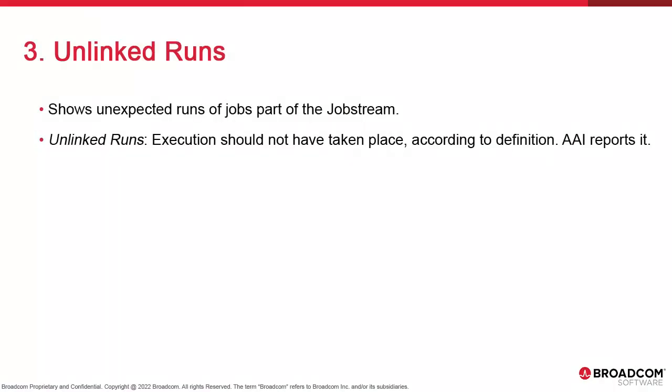The unlinked run function is basically the opposite of no runs. AI does not expect an execution but captures one during the Jobstream run. This type of information is useful for somewhat similar reasons. AI captures the definition, expects a set number of component job runs, but gets more. Unlinked runs can uncover instances of job runs that aren't supposed to be there.